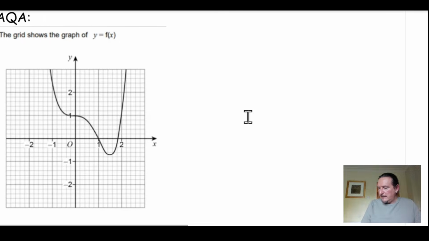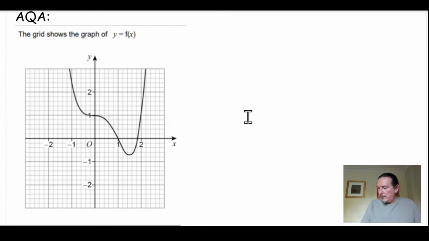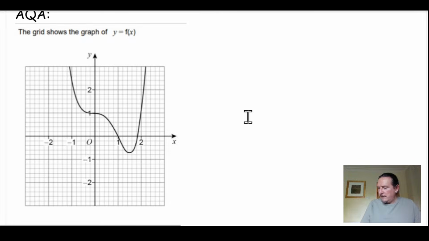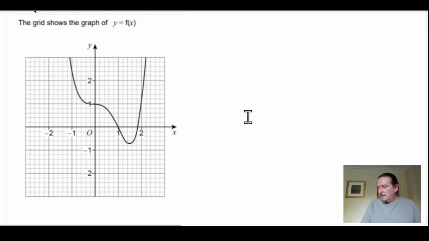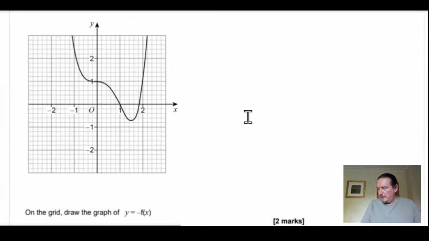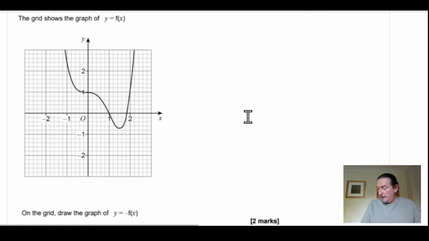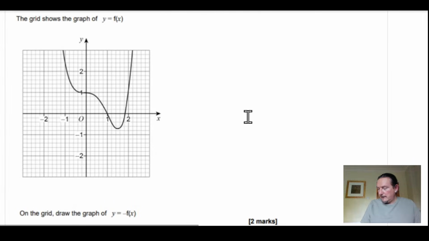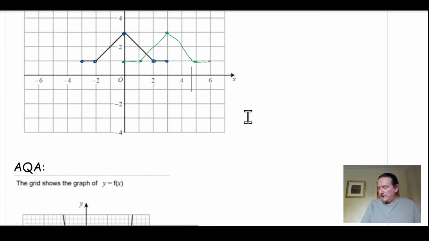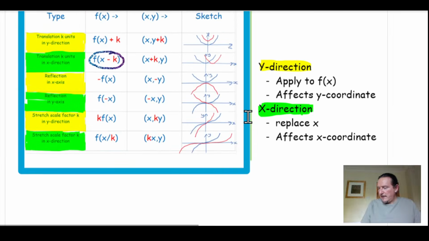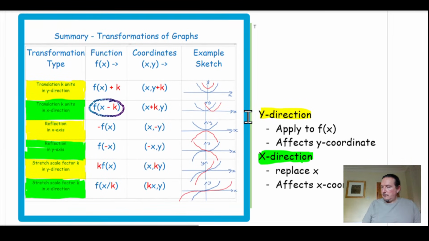This is AQA, same thing, but with a squirrely graph here. A little bit harder this one, in that you have to kind of do a less easy graph to draw. We need to draw in the graph y equals minus f of x. So what transformation is that? So coming back to our table up here, y equals minus f of x. So minus sign in front of the function, it's this one here, look. It's a reflection in the x-axis.